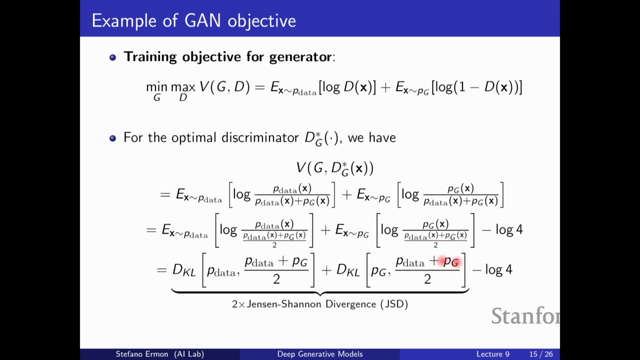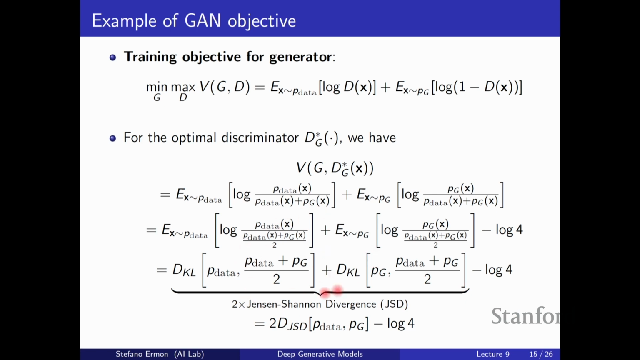You can see that this is the KL divergence between the data and a mixture of data and model. And this is the KL divergence between model and a mixture, the same thing, mixture of data and model. And then it's shifted by this log 4, which is just because I added these 2s here and here, and so you need a log 4 there to make it equal. And so what this is saying is that this objective, as a function of the generator, is equal to this sum of KL divergences, which actually has a name. It's called the Jensen-Shannon divergence between the data distribution and the model distribution.